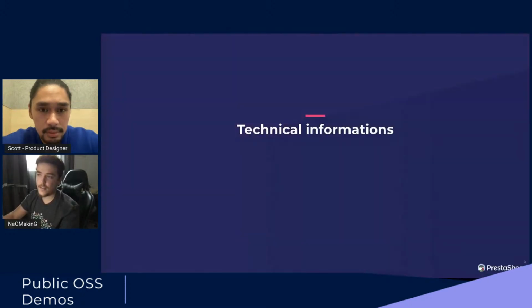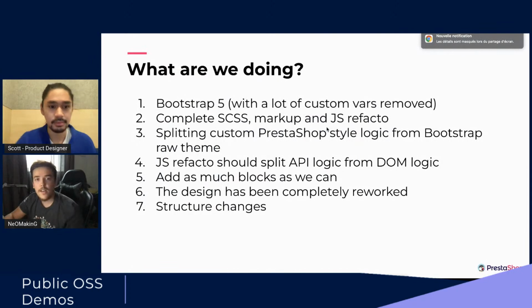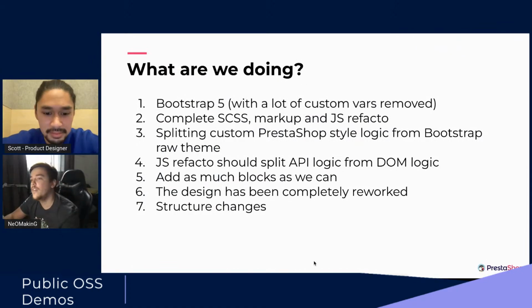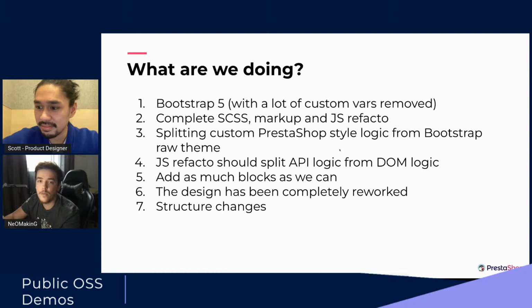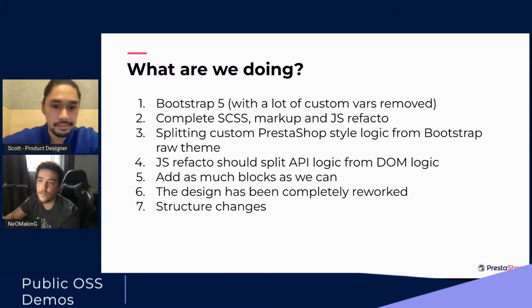So I'm going to present the technical part of the project, because as it's a complete refactor of the theme, we want to improve the technical part of this theme. So what are we doing? Actually, the team uses Bootstrap 5, and we removed a lot of custom variables that we were using on the classic theme before. We are doing a complete CSS, markup and JavaScript refactor. It means that we are redoing the whole markup, the whole styling, and probably the whole JavaScript in the future.